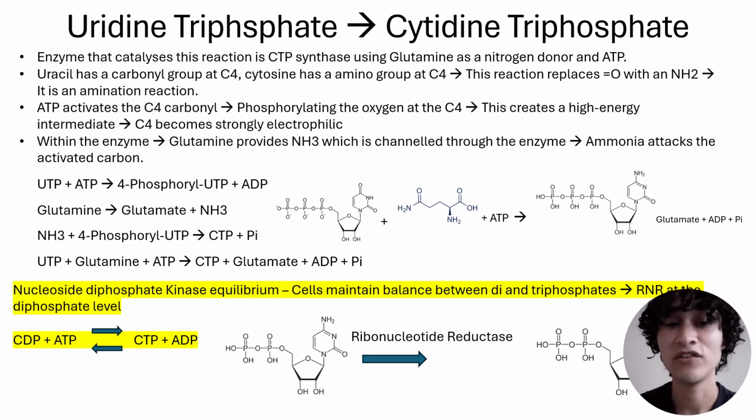So the reaction itself is UTP plus glutamine plus ATP gives you cytidine triphosphate plus glutamate plus adenosine diphosphate, and of course that inorganic phosphate group that was transferred to our C4 carbonyl carbon in our uridine triphosphate is going to leave once that amine group replaces that carbonyl group in an electrophilic substitution reaction.